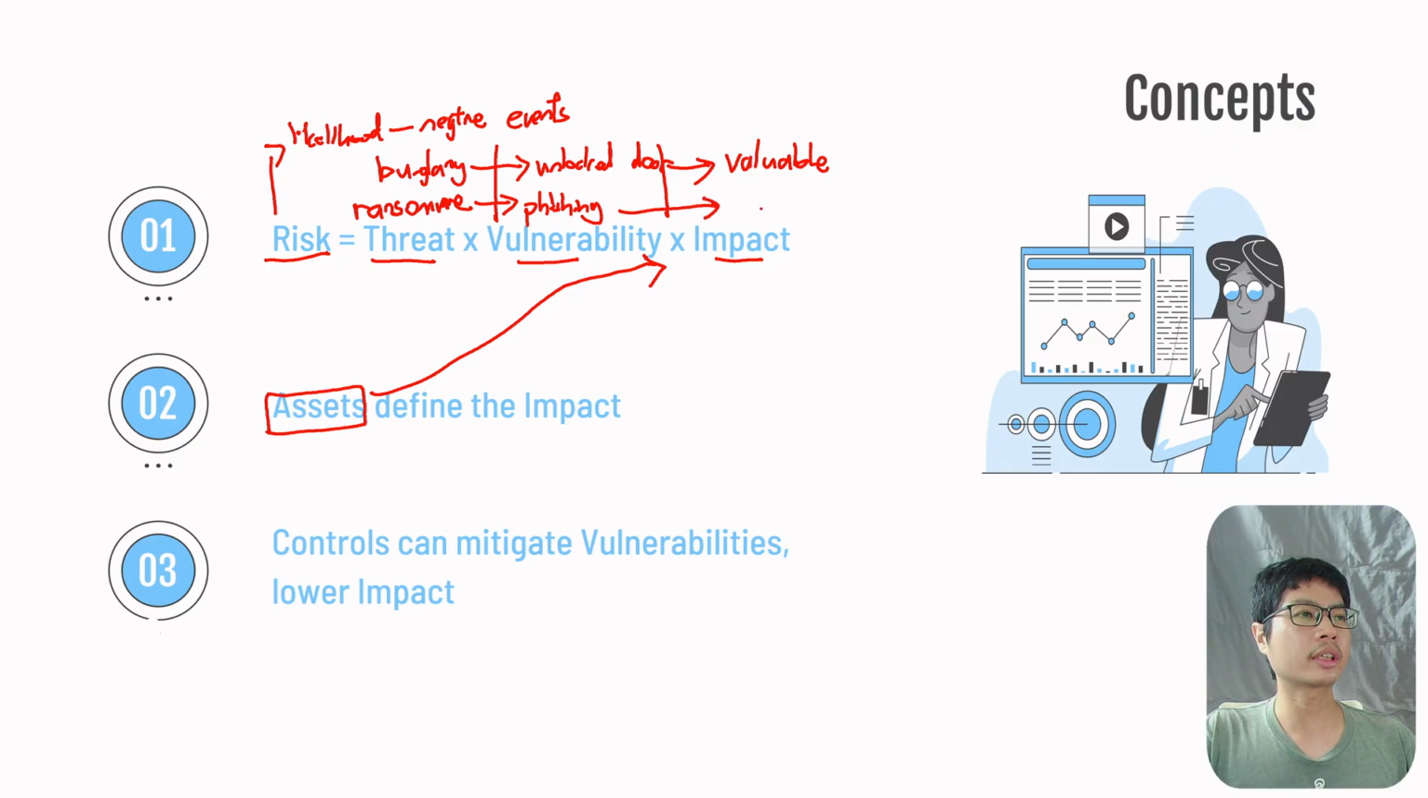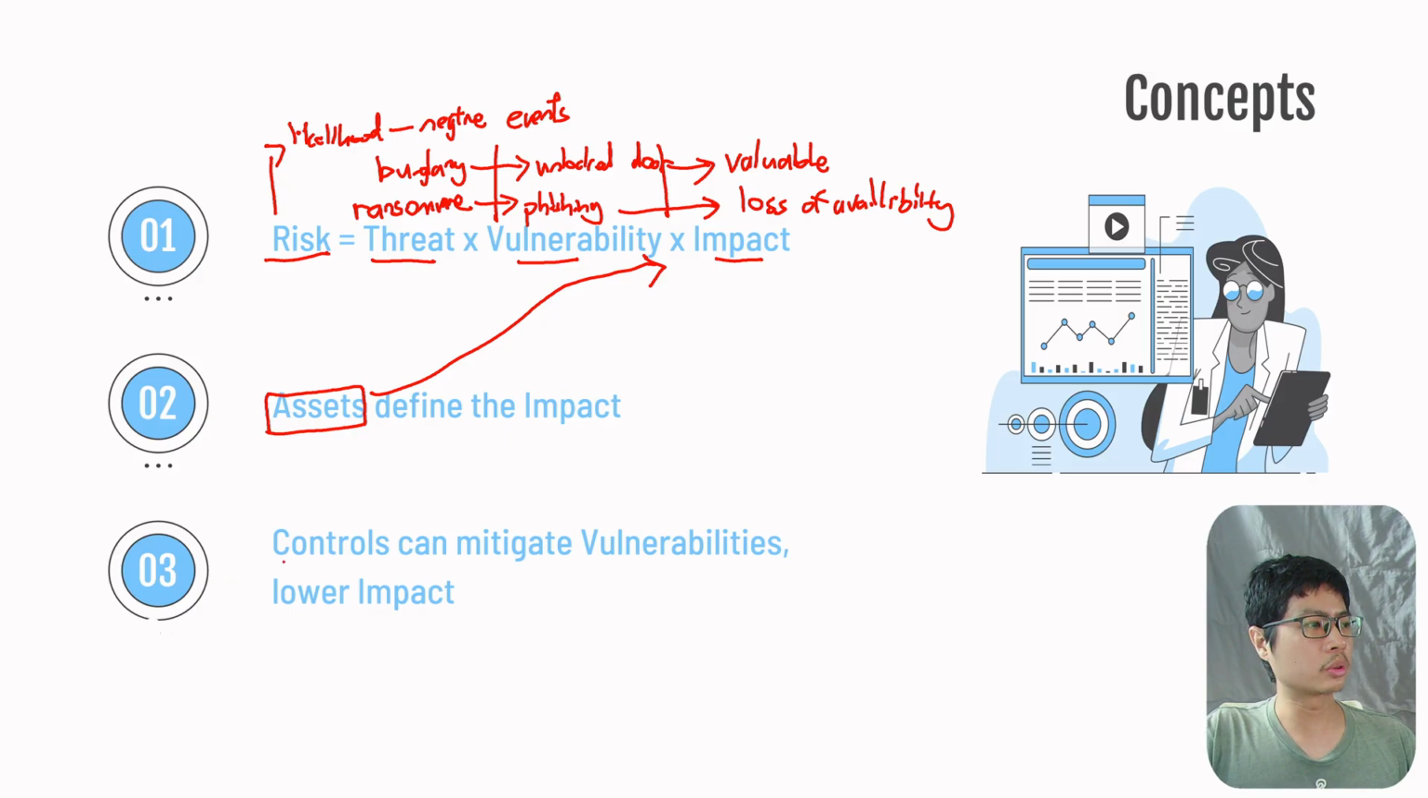And for ransomware, the impact could be a loss of availability. And that's because all the documents that you have stored on the desktop are now encrypted, and you cannot conduct your regular business because you don't have access to these documents. And so that's what sums up threat, vulnerability, as well as impact.